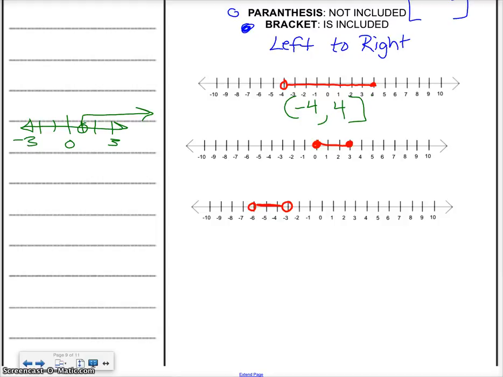Okay, my next one. Going left to right. So what number do I start at? 0. I start at 0. That's the next one. Is it colored in? Yes, 0 is colored in, so it will be a bracket. 0, comma, and where do I go to? 3. Colored in, bracket.